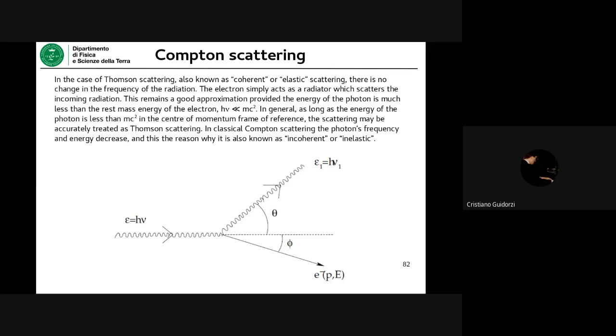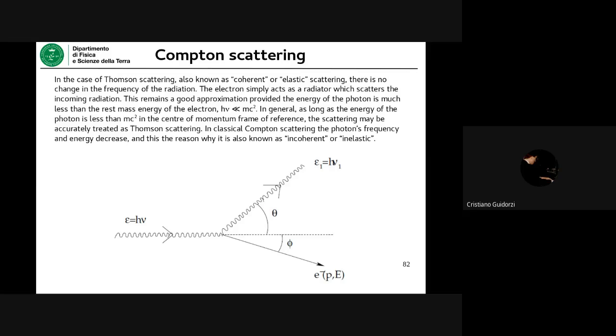So you have a decrease of the photon's energy, so a decrease of the corresponding frequency, or if you want, an increase in the corresponding wavelength. And as a matter of fact, you have a change in the wavelength. So from the point of view of the photon's energy, the energy of the photon is no longer conserved, is no longer the same, it has changed. So that's why incoherent, just to point this out.